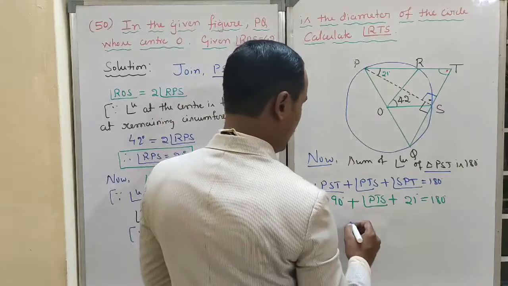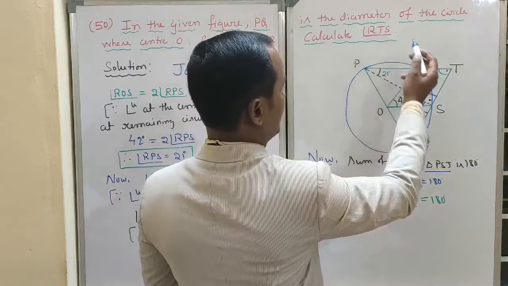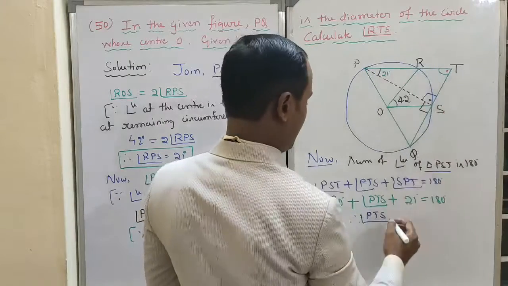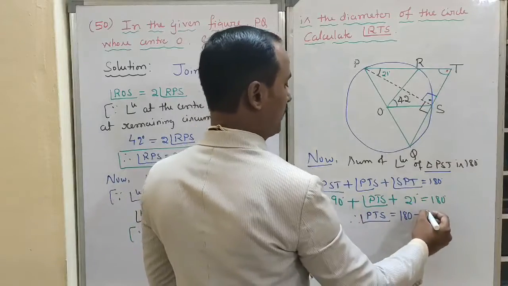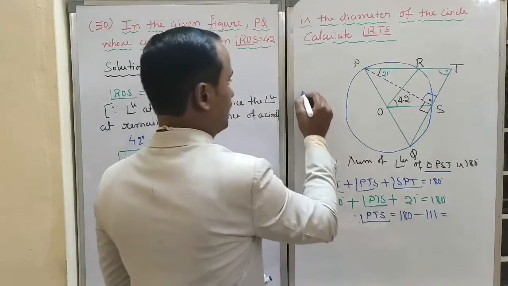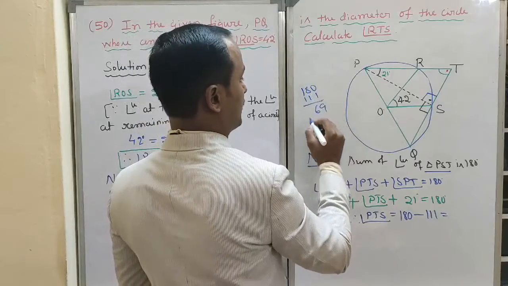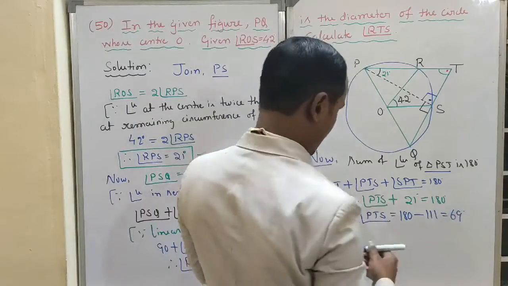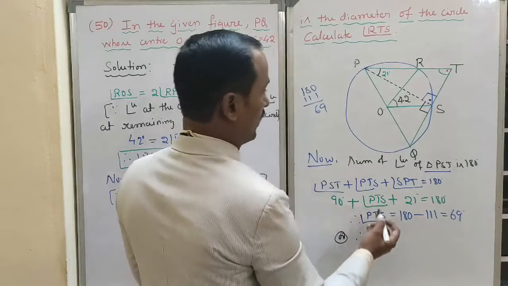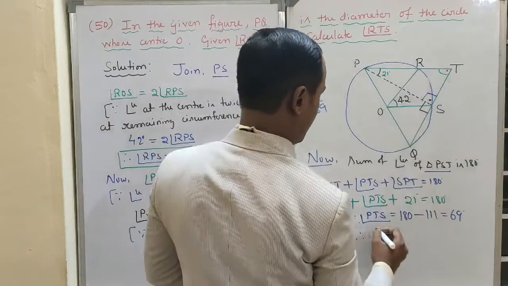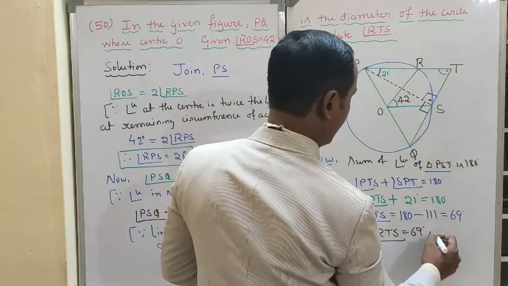Next step finally. Therefore the angle PTS, PTS is nothing but RTS, is equal to 180 degree minus 90 plus 21. 90 plus 21 is 111. 180 minus 111, 10 minus 1 is 9, 7 minus 1 is 6, 69 only. 69 degree. Finally dear children, over R, why I am writing R, understanding? Over R, PTS is nothing but RTS. The angle RTS is equal to 69 degree, dear children.